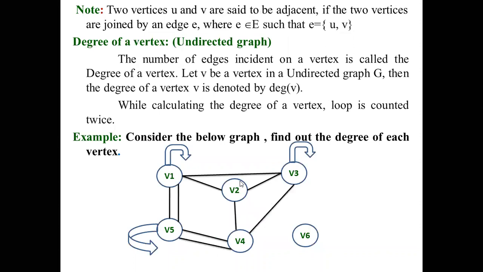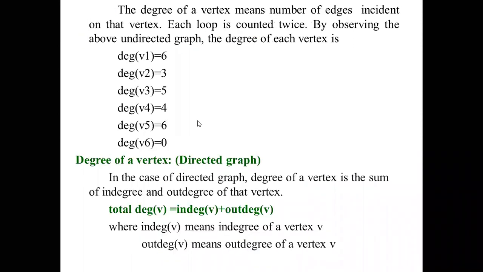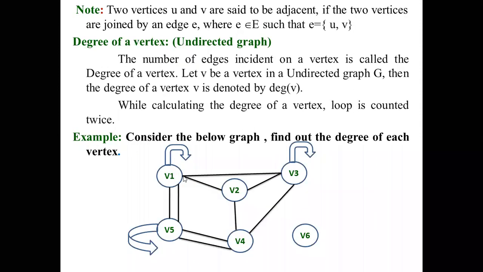Next, degree of V2. How many edges are incident at V2? 1, 2, 3, 4. Sorry, here 1, 2, 3 are incident at V2, and this one is not incident at V2. So V2 has degree 3.